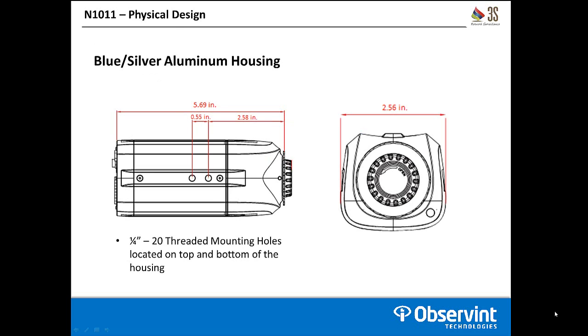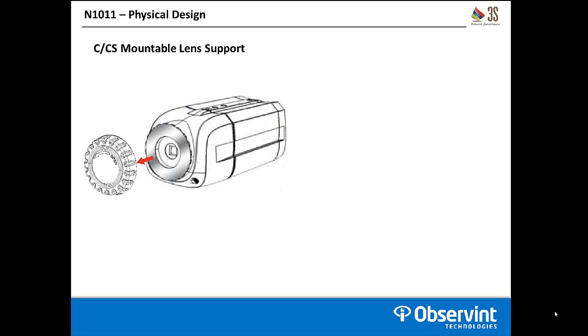In terms of physical design, the camera is a blue and silver aluminum housing. Without the lens mounted, it's 5.69 inches in length, 2.56 inches in width and height, and there is a top and a bottom threaded mounting hole. Those holes are going to be a 1/4 inch 20 in terms of the thread type, so it is pretty universal with any mounting bracket or external enclosure mounting system that might be utilized with these cameras. The camera does support C or CS mount lenses.